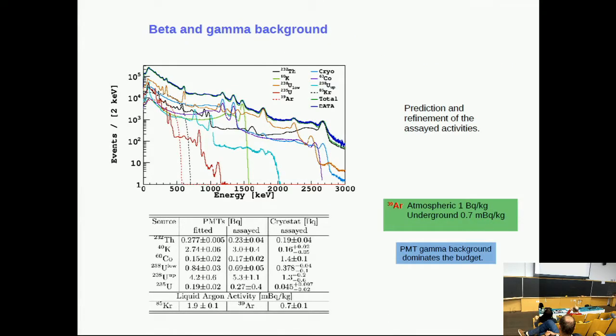More problematic are the betas and the gammas, so the beta and gamma background. First of all, what we do is a prediction and refining of the activities. This is an energy spectrum, data compared with Monte Carlo, with our current understanding of the Monte Carlo. You can see here that our main backgrounds are argon-39 and krypton-85, and here you have argon-39. You can see that our main background is gammas coming mostly from the PMTs.